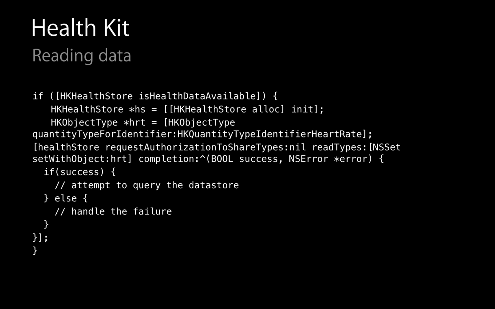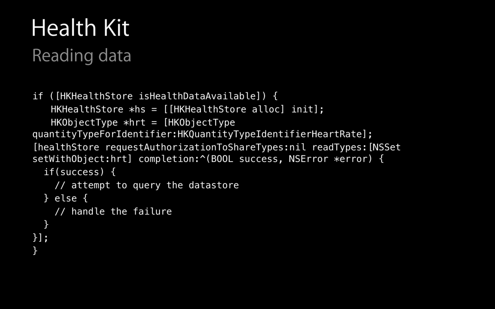The last code example I want to show is HealthKit. In this code example, we're checking first to see if HealthKit data is available on this device. Then we're allocating an HK Health Store and asking for access to the heart rate type identifier. This is an important point because access to HealthKit data types is very, very granular. And you should only ask for access to the data classes that you're going to actively use. What you would do then is call request authorization to share types, read types, completion to prompt the user.